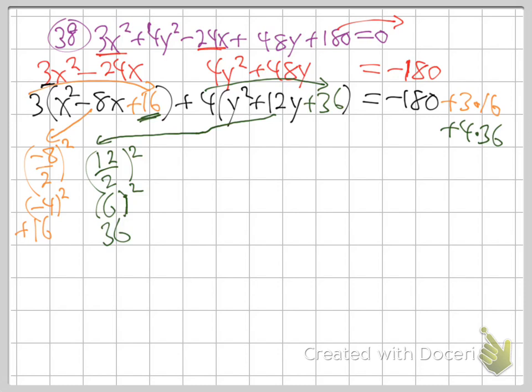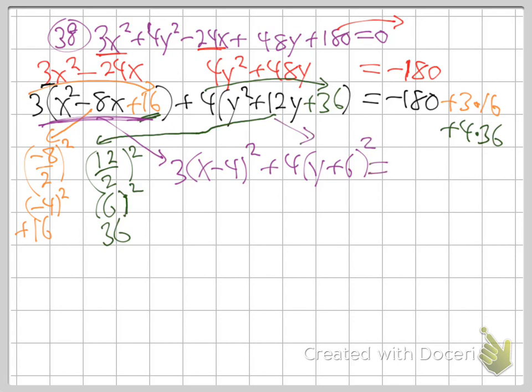All right, where does that leave us? So all of this becomes 3, and if you factor that, x minus 4 squared, plus 4, and if you factor that, y plus 6 squared equals the other side. I don't know. Somebody got that? Negative 192, 12, which came up to 12. Thank you. It's a nice 12. What do we do now? We're almost there.